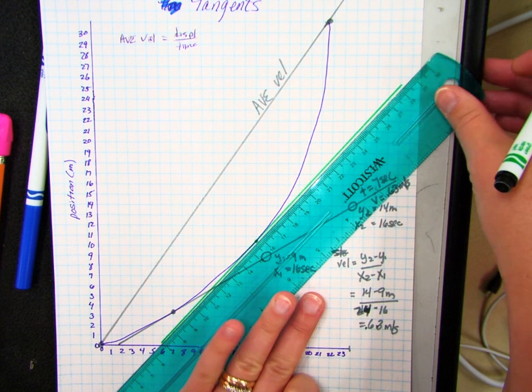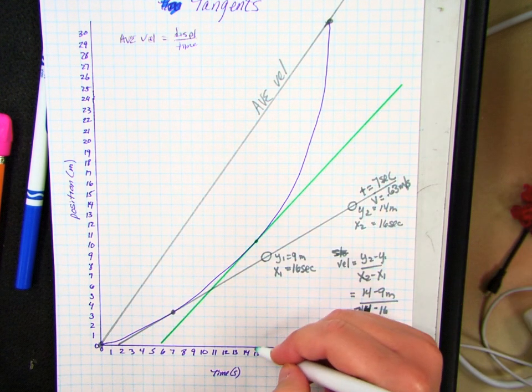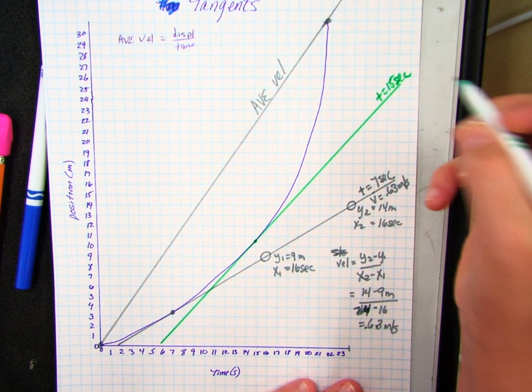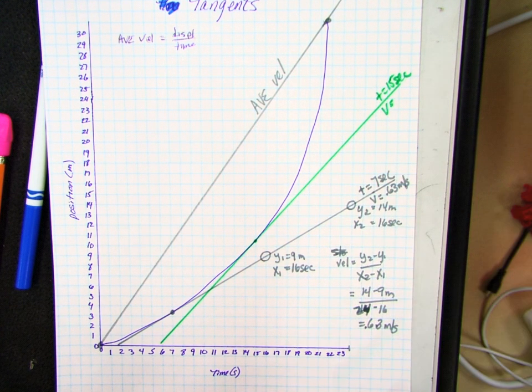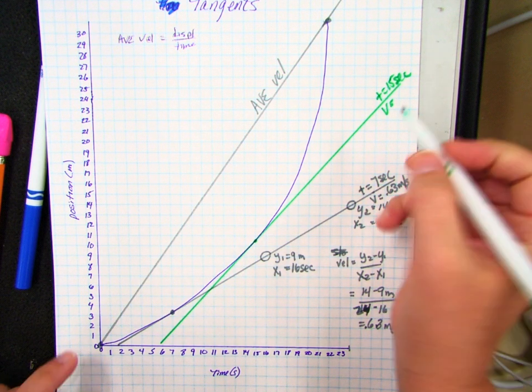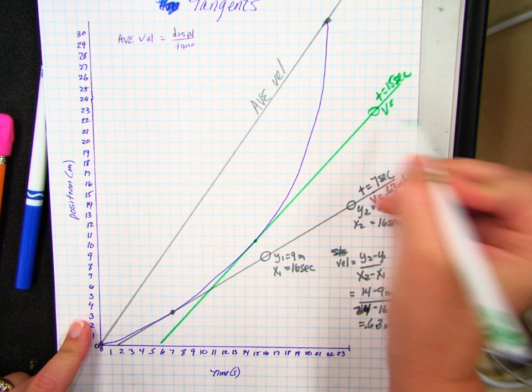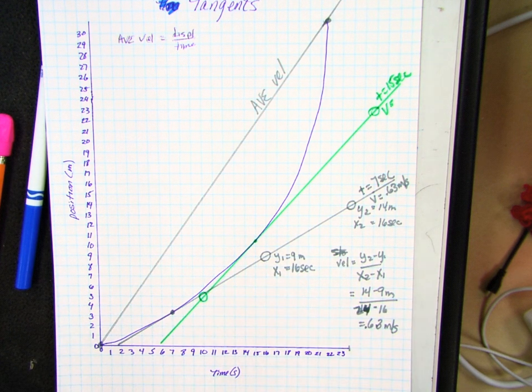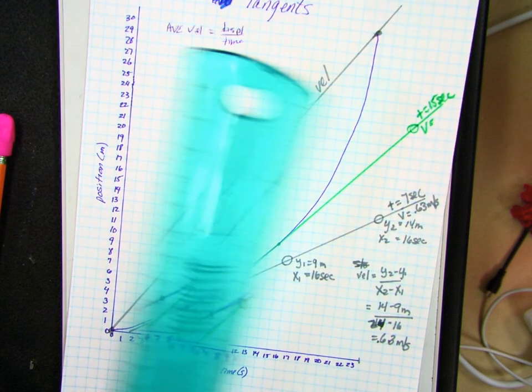I'm going to draw another tangent. I'm going to label it right away as time equals 15 seconds. I'm going to find my slope. I'm going to use 2 points along the line. Use that one. Use that one. And we're going to calculate the slope. We're going to find the velocity. We're going to do another one.